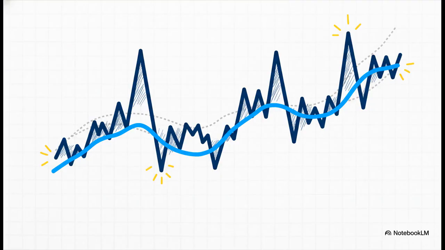Simple as that. And the result? Well, this seemingly small tweak makes a huge difference. What you end up with is a moving average that moves way closer to the real-time price, and it reflects changes in momentum almost instantly.